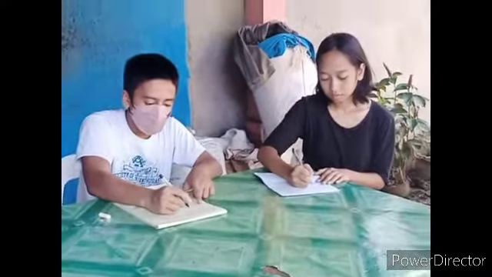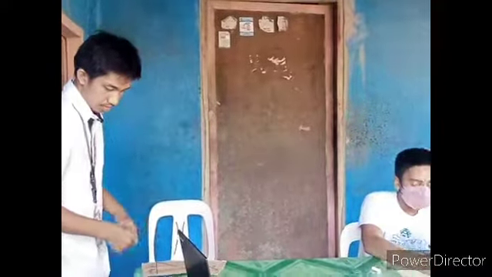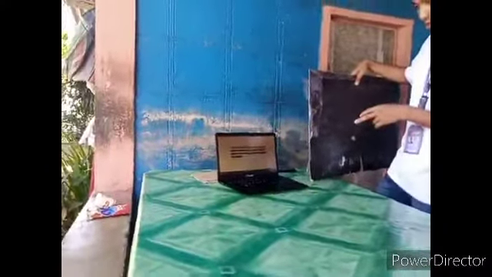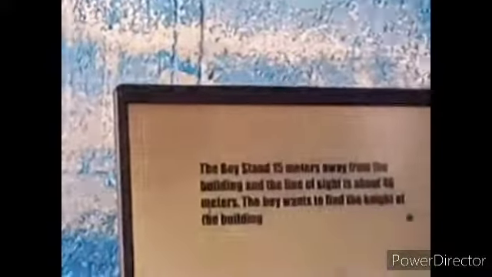A squared plus b squared equals c squared. 7 centimeter ito, 9 centimeter. Real life situation na pwede natin magamit. The boy stands 15 meters away from the building and the line of sight is about 46 meters. The boy wants to find the height of the building.